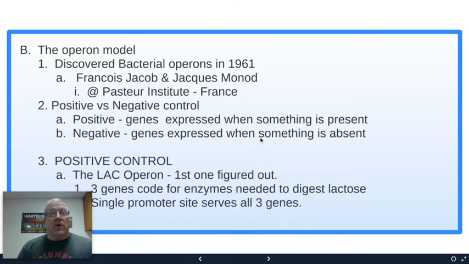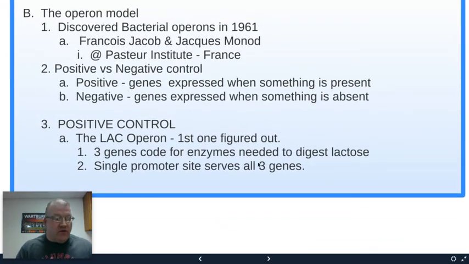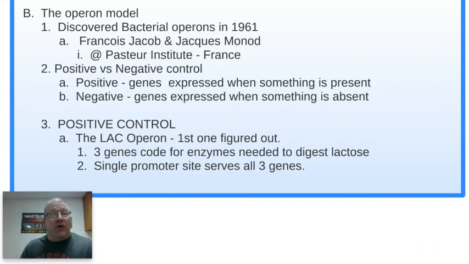So we can have either positive or negative control. Positive control allows for genes to be expressed when there's something there. Negative control expresses that gene when there isn't that something there. So we can begin a process if materials show up, or we can turn off a process if there's not enough of something.